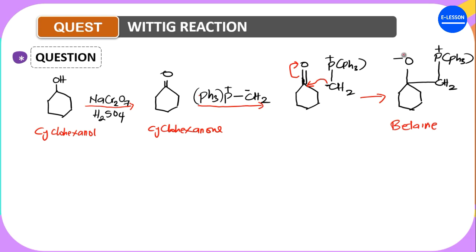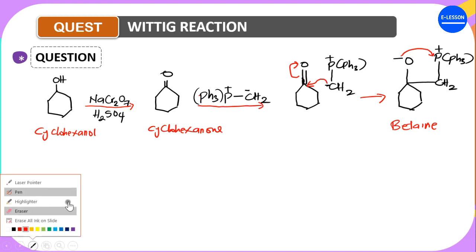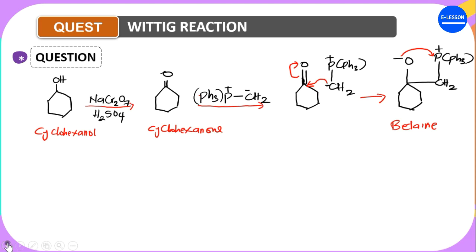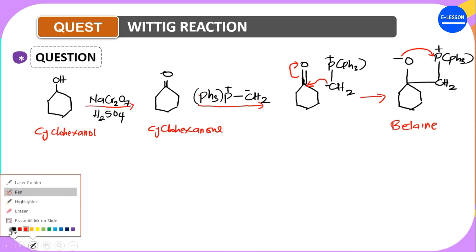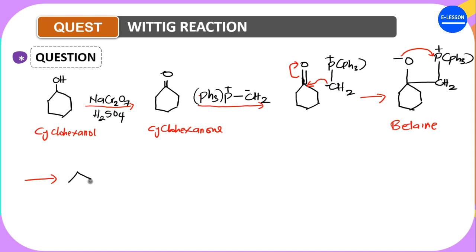Now the next thing is that the negative oxygen comes to this phosphorus, and there is a closure here to form a ring. So that will give us something like this, with O, P, PPh3, and then CH2.